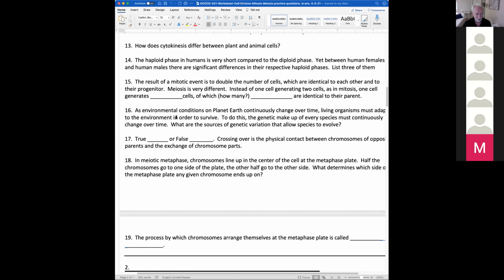And that brings us to 16. Environmental conditions on planet Earth are continuously changing and organisms must adapt. To do this, the genetic makeup of every species must continuously change over time. What are the sources of genetic variation that allow species to evolve? We've talked about a couple of them already. If you think about meiosis and mitosis, the difference between them, what happens in meiosis that generates genetic variation?